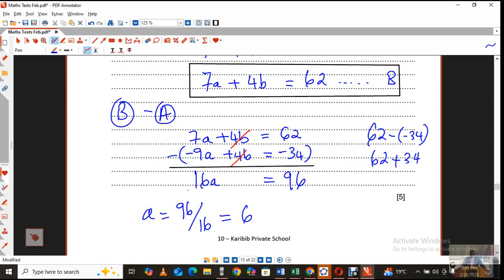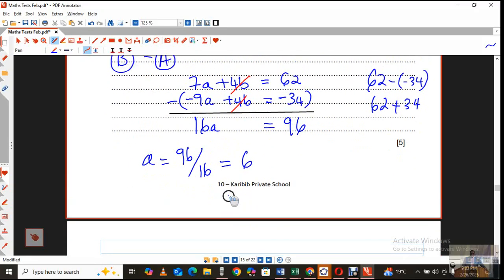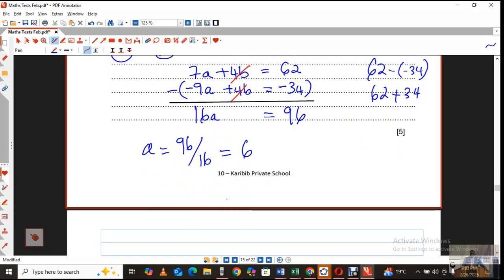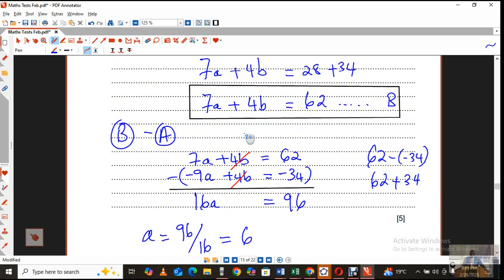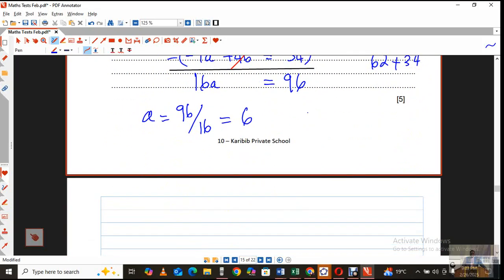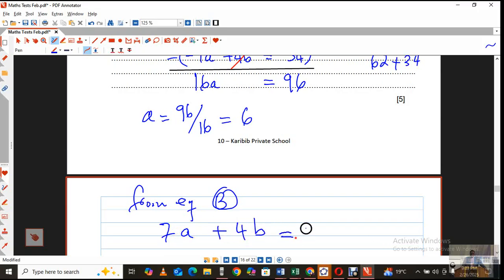Now we need to find our value of b. Let's take either equation a or equation b in order to find the value of b. Let's just use 7a plus 4b, that one that we have, from equation b, which is 7a plus 4b, which was equal to 62.